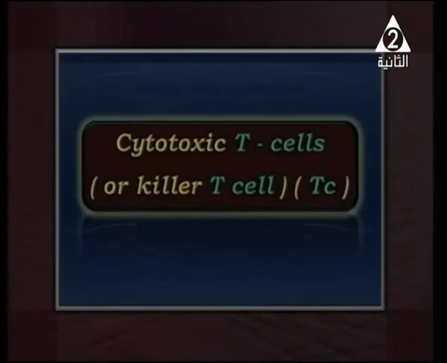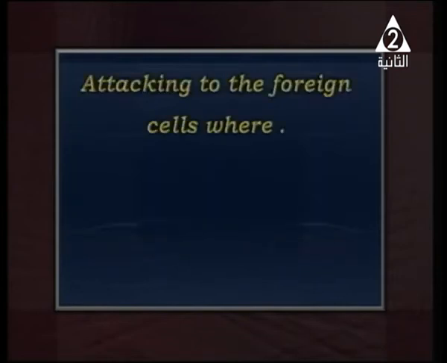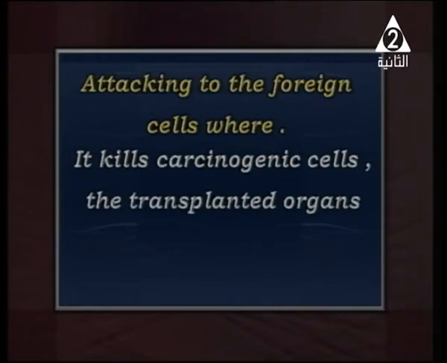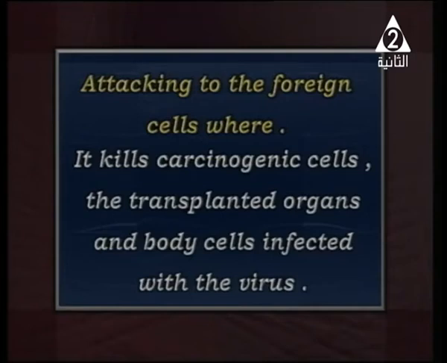Cytotoxic T cells, or killer T cells, attack foreign cells. They have a sharp function here, and after that they kill carcinogenic cells. Carcinogenic means the cells that we sometimes suspect are infected with cancer. Carcinogenic cells are a kind of cell that is liable, or very weak, to become cancerous cells, and sometimes they are already cancerous cells.